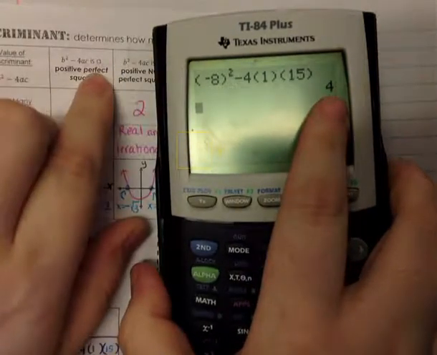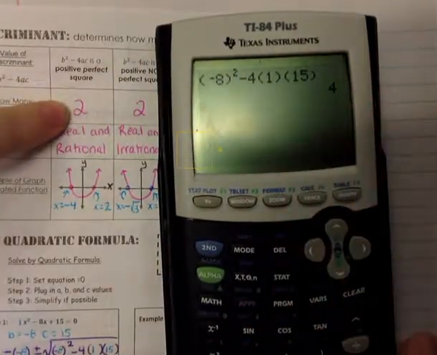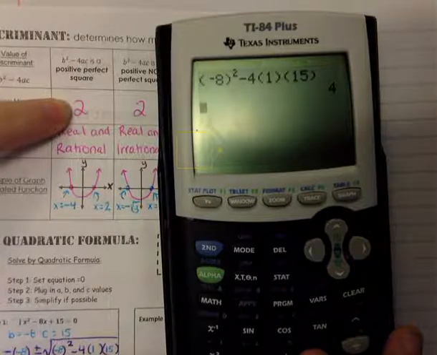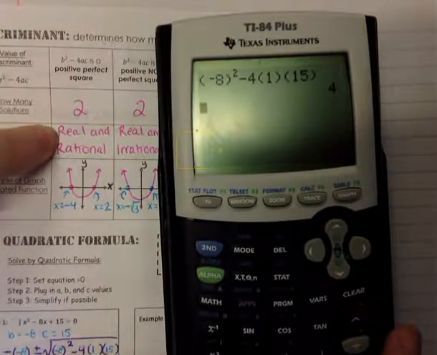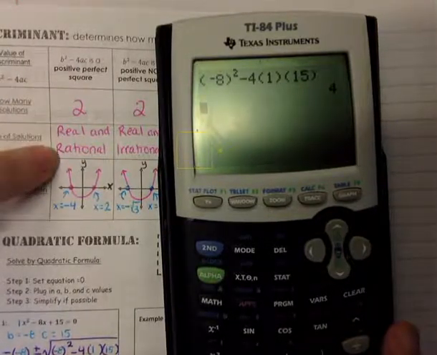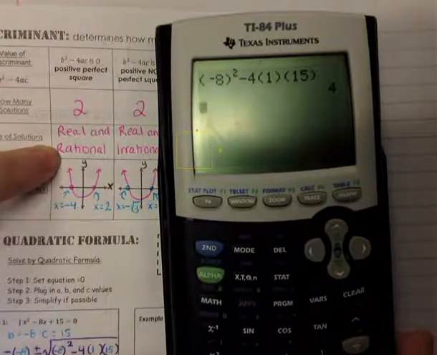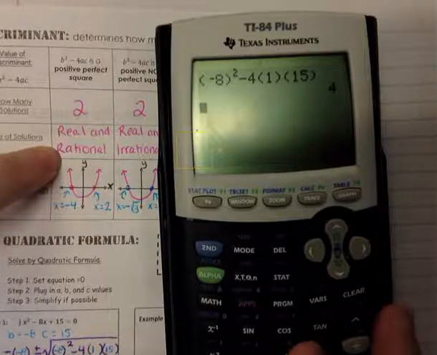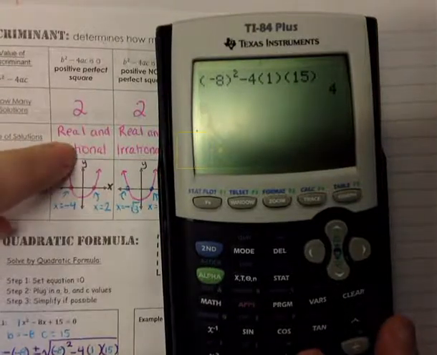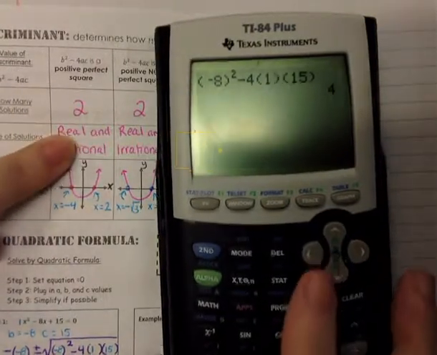4 is a perfect square. So I'm going to have two solutions. So I'm going to have x equals and x equals. They're going to be real, so that means there will be no i, and they will be rational. That means I'm going to have actual values. I'm no longer going to have a square root inside of my answer. That means I can simplify my answer.